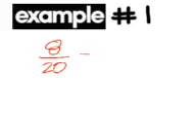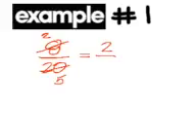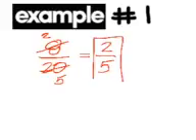Alright, example number 1. Let's say we have 8 over 20. To reduce that fraction, you have to find the highest number that goes into both 8 and 20. What is the highest number that goes into 8 and 20? 4. So 4 will go into 8 twice and into 20 5 times. Therefore, the answer is 2 over 5.